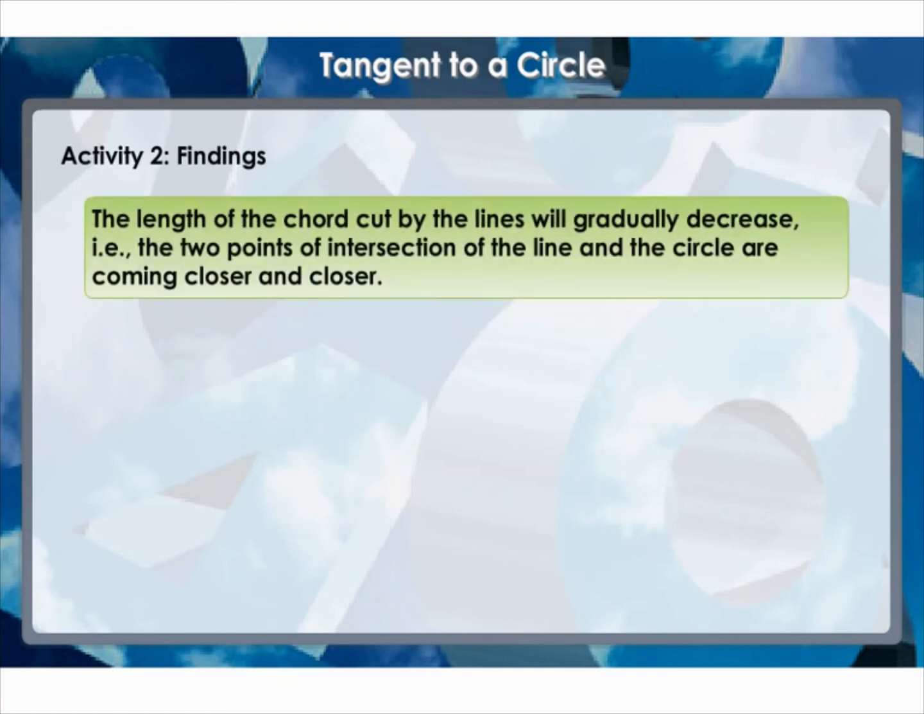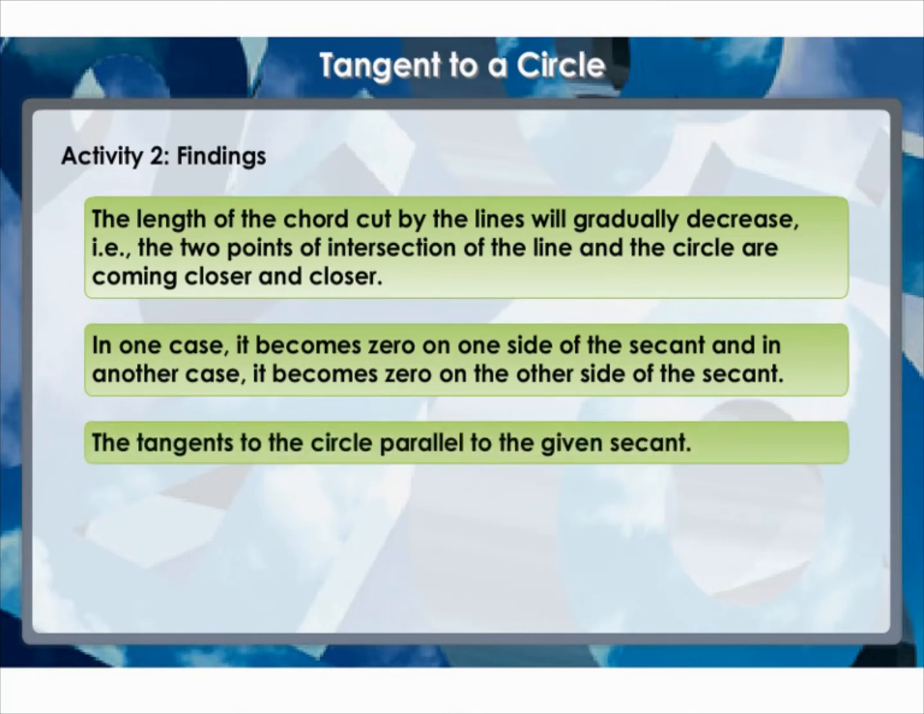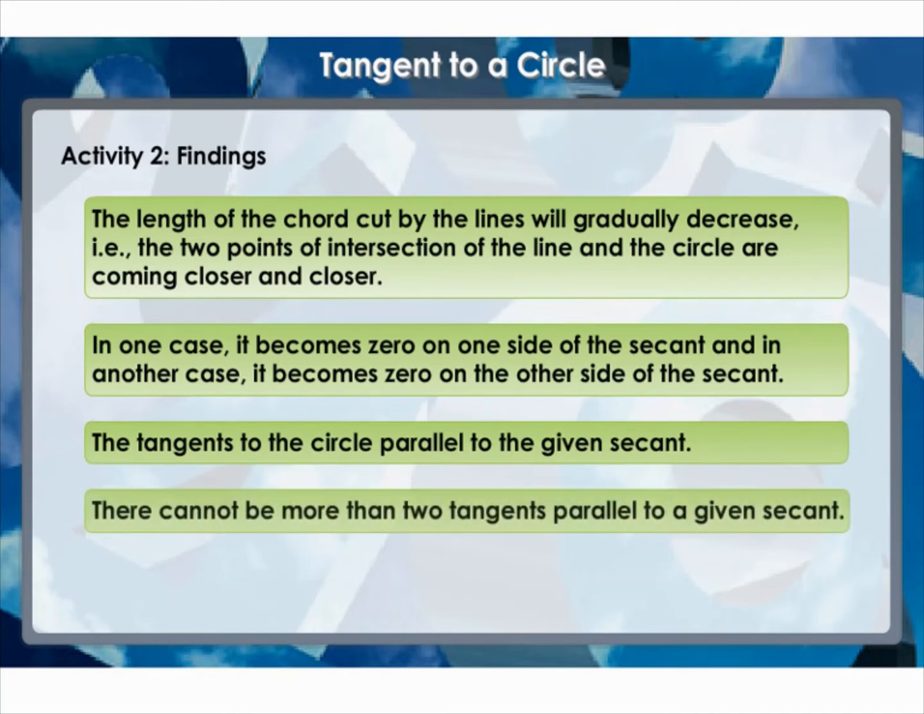The length of the chord cut by the lines will gradually decrease. That is, the two points of intersection of the line and the circle are coming closer and closer. In one case, it becomes 0 on one side of the secant, and in another case, it becomes 0 on the other side of the secant. These are the tangents to the circle parallel to the given secant. There cannot be more than two tangents parallel to a given secant.